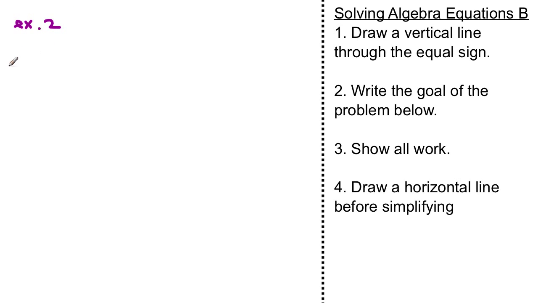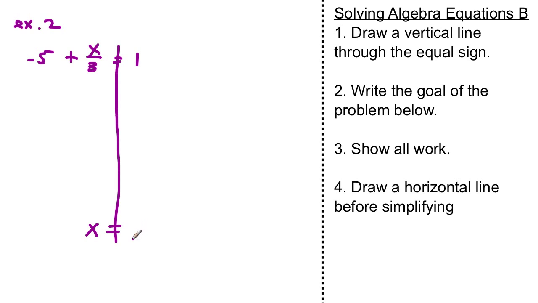So example 2 says negative 5 plus x over 3 is equal to 1. Okay, so we'll get our vertical line, and then on this problem we want to write out the goal that x is equal to whatever number that is. On the left-hand side, we want x, we have negative 5 plus x over 3. So we've got those two problems to take care of. The first step is we want to add 5 to both sides.